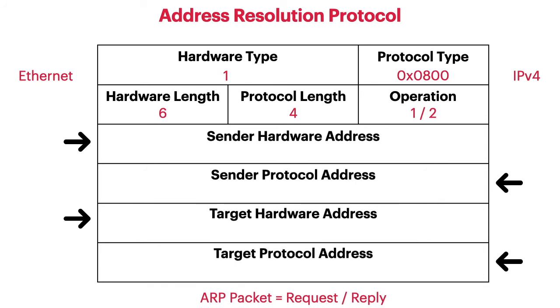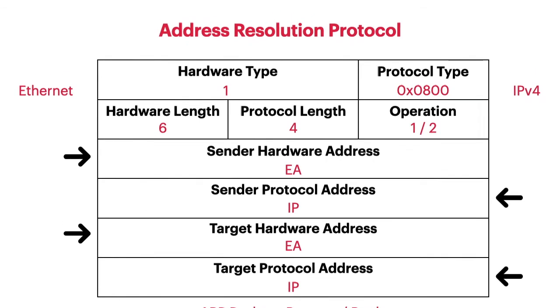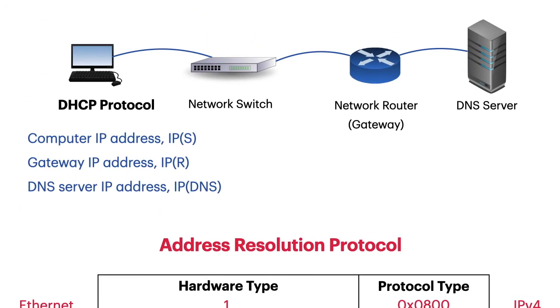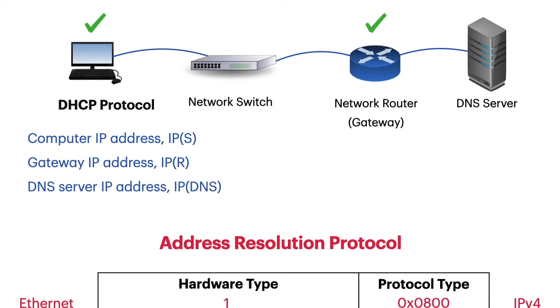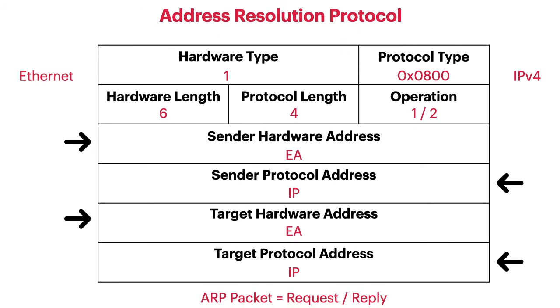The remaining 4 fields, as the name suggests, store the physical and logical addresses of the sender and receiver. Here the logical address is the IP address and the physical address is the Ethernet address. Now in our example, the sender is our computer and the target is our gateway router. So the sender protocol address is IPS and the target protocol address is IPR.